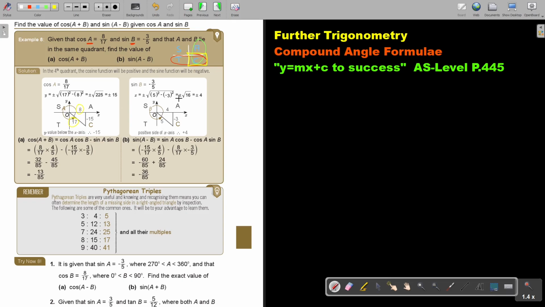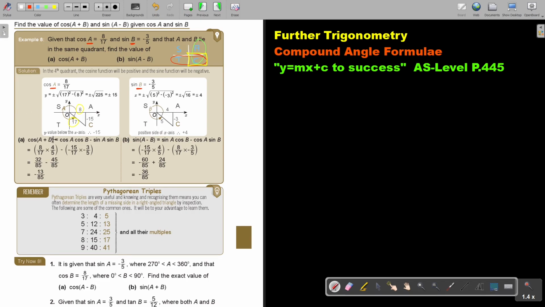So I draw this graph, then I draw another one. This is my CAST. So this is my one for A, and this is one for B. That A is for all. Now sin is opposite over hypotenuse. So the negative goes here, again it's underneath. How do I work out the 4? Pythagorean theorem.